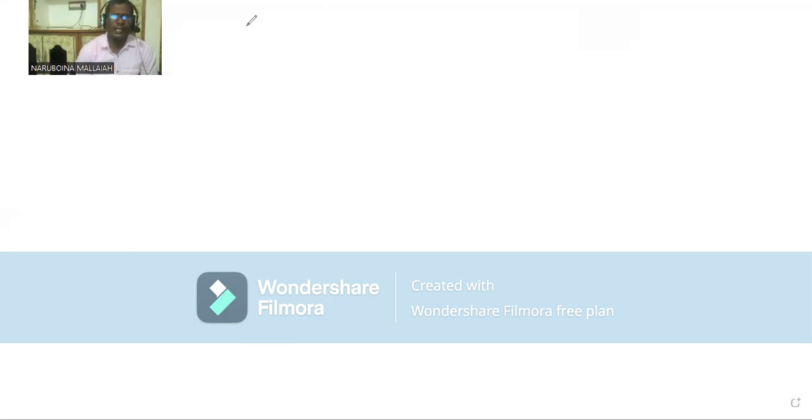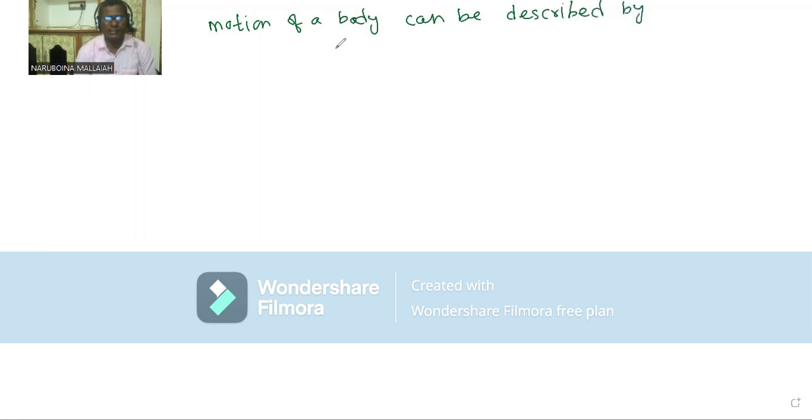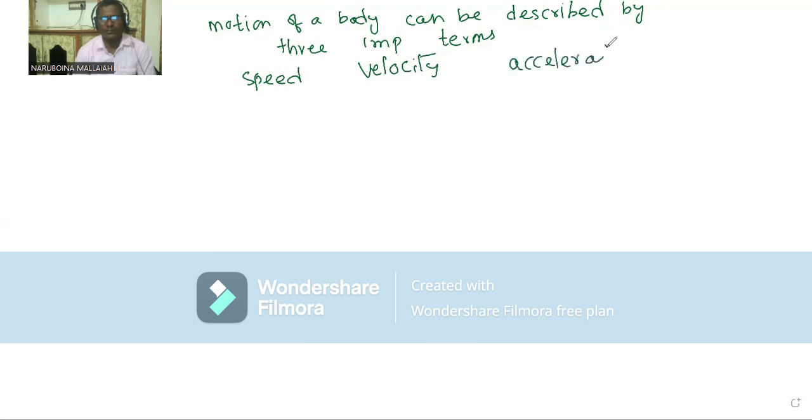Motion of a body can be described by three important terms. They are speed, velocity, and acceleration. Let us study them in detail.